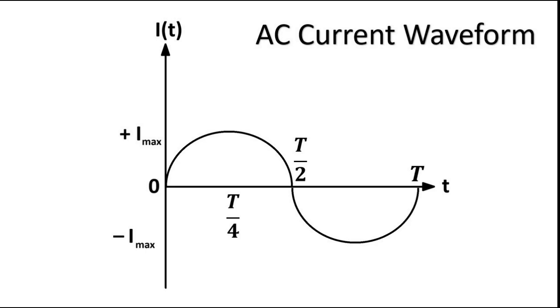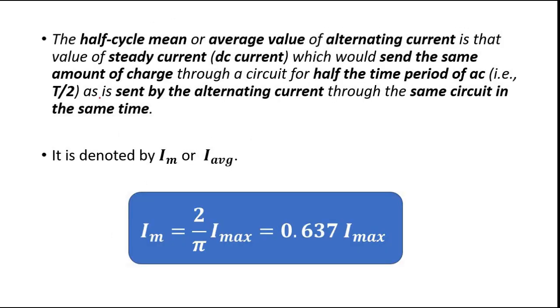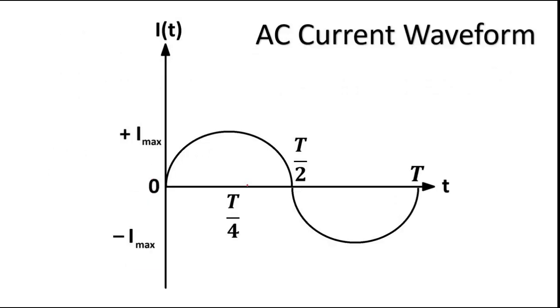So the definition of mean value or average value of alternating current is this. The half cycle, because we are determining it for a half cycle, half the time period, from 0 to T by 2, because if we consider the entire cycle time period T, the mean or average value will be 0. So we are only considering one half cycle.